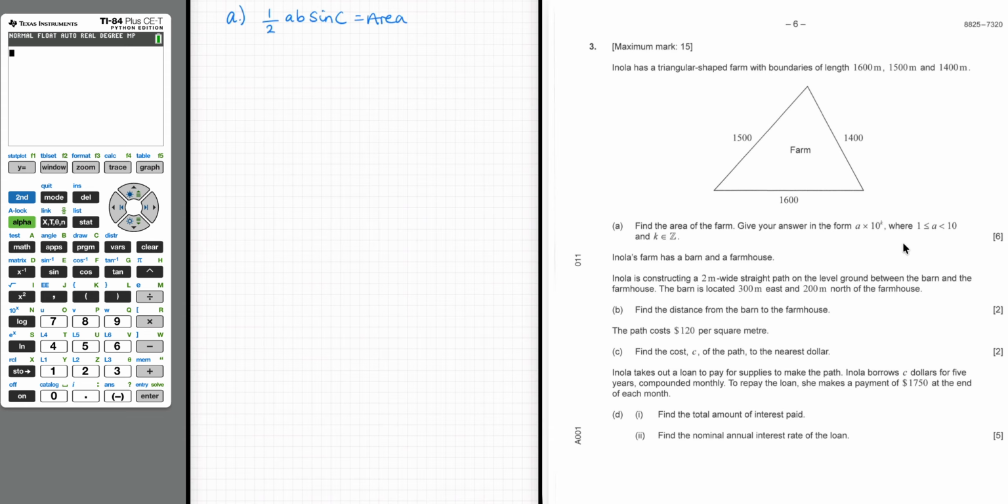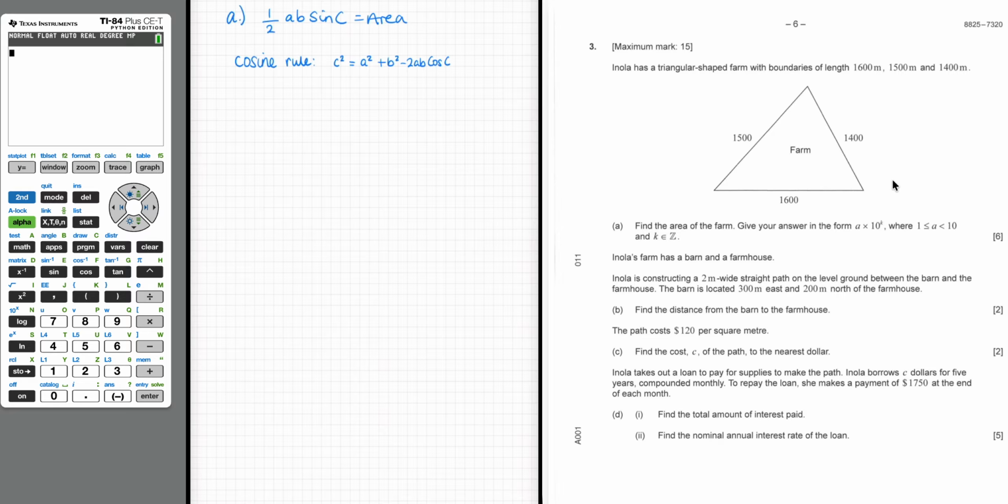However, with this question we don't have one of the angles. We don't have any of these, so we need to find one of the angles to be able to then use that rule. So the first thing we're going to need to do is to find one of those, and the easiest way is to use the cosine rule. So we're going to use the cosine rule, and using the formula book, that is c squared equals a squared plus b squared minus 2ab cosine c.